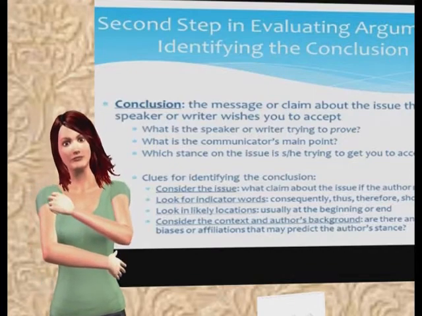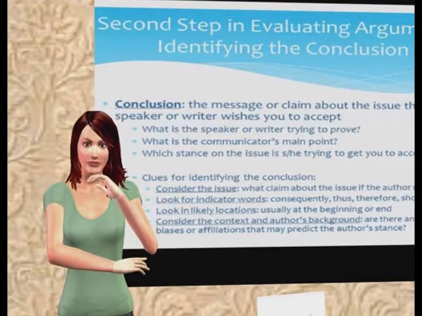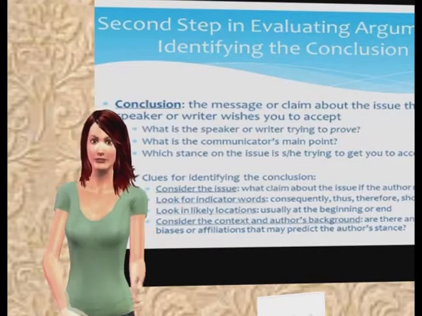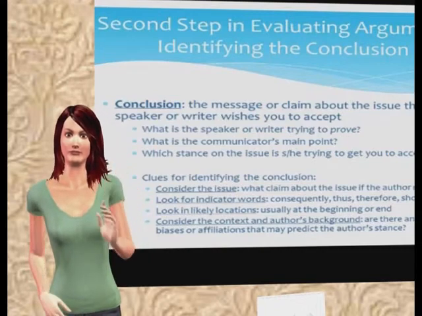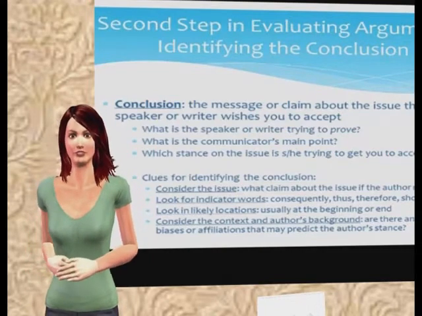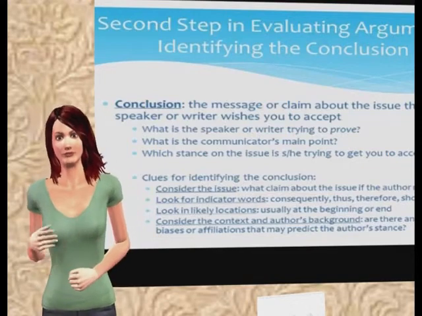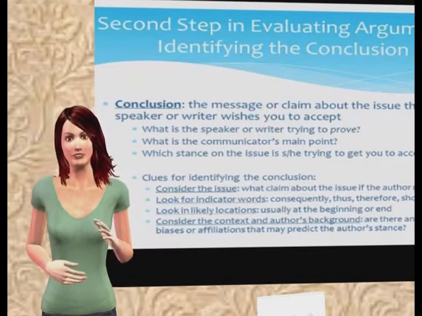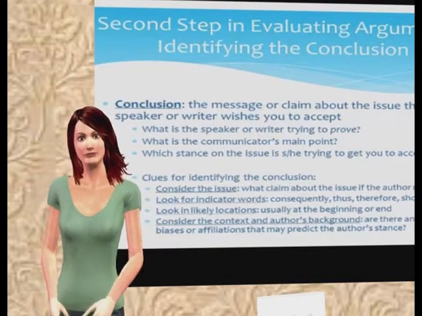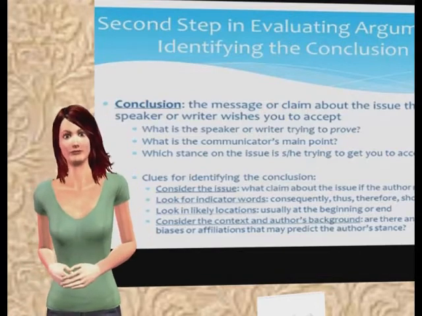And then finally, consider the context and the author's background. Are there any probable biases or perhaps institutional affiliations that may predict the author's stance? For example, does he or she work for an organization that promotes certain types of programs or policies? If you can figure out the stance of the organization that he or she works for, that's usually a good indicator of what their stance on an issue will likely be.